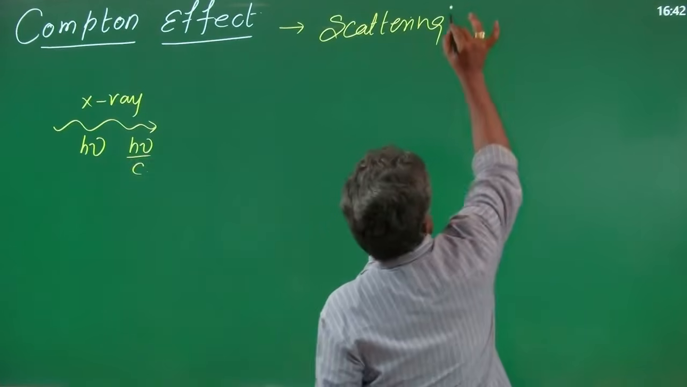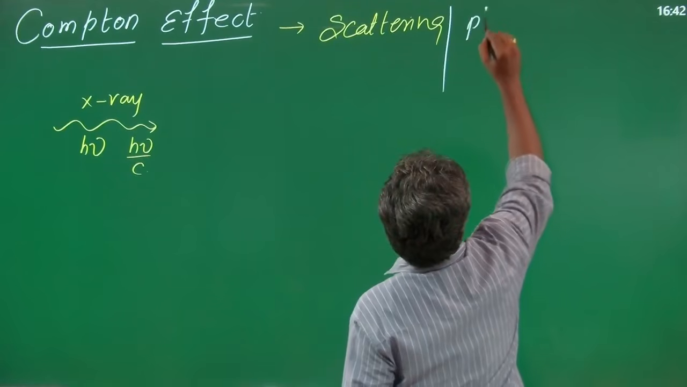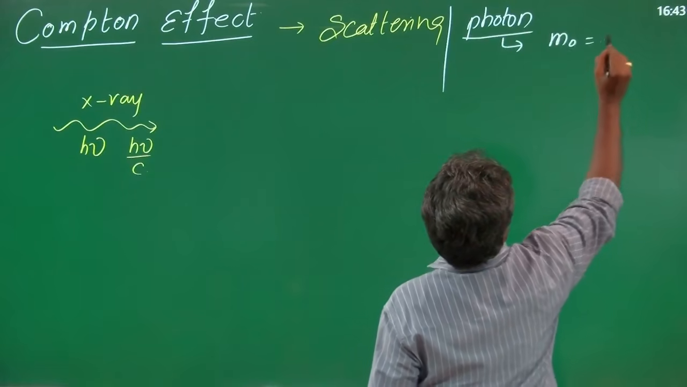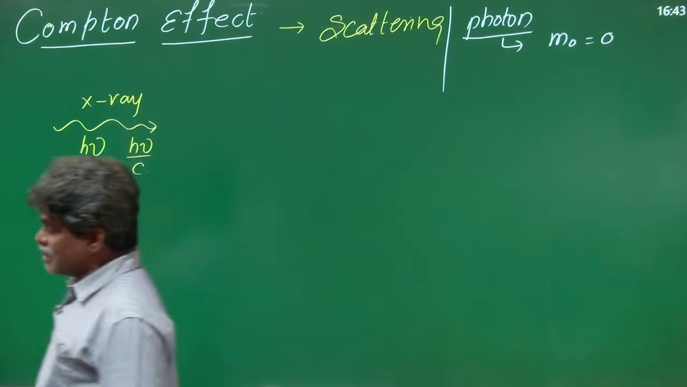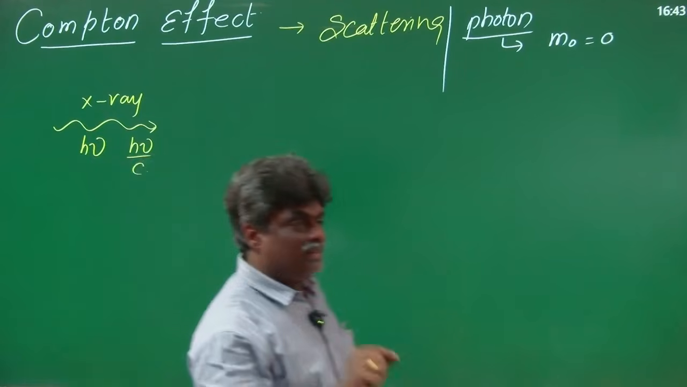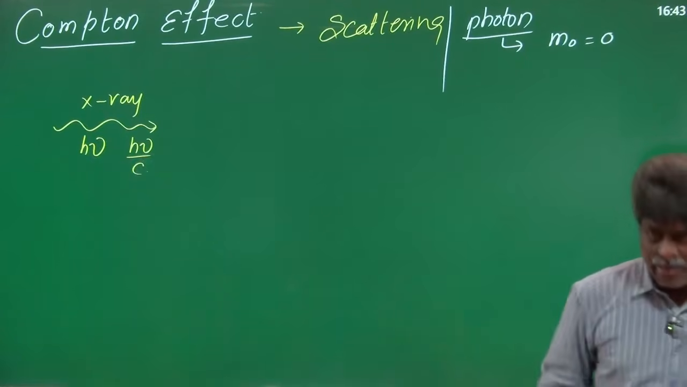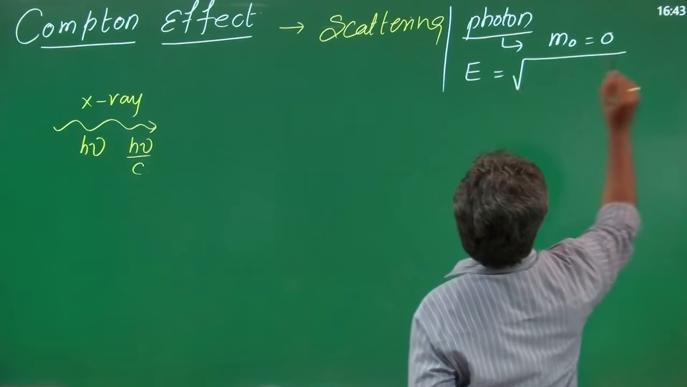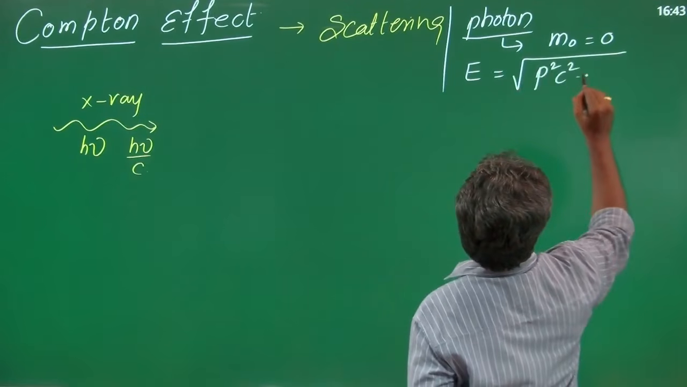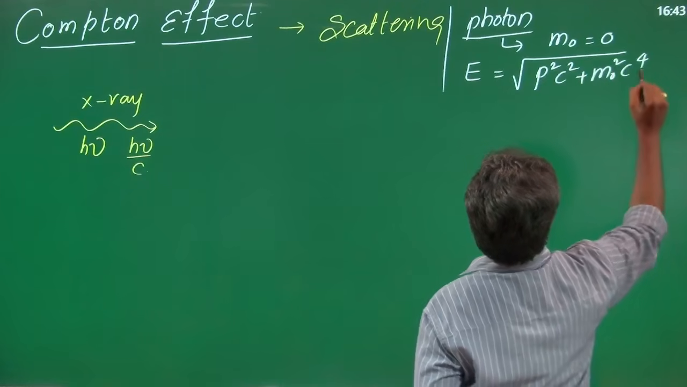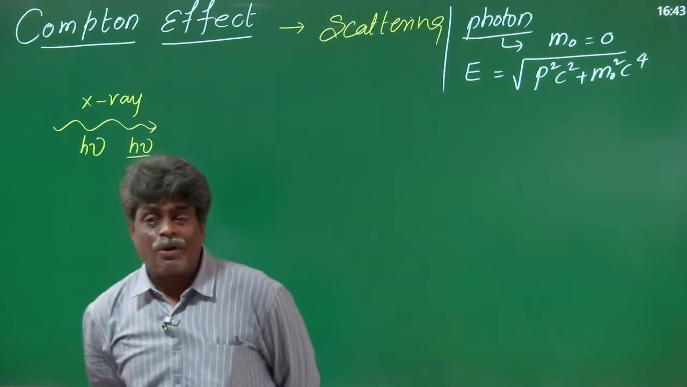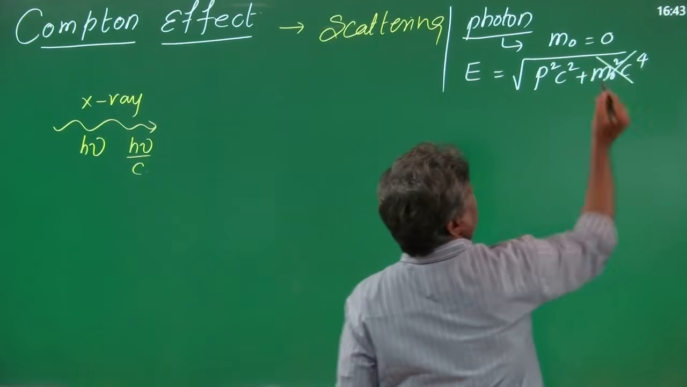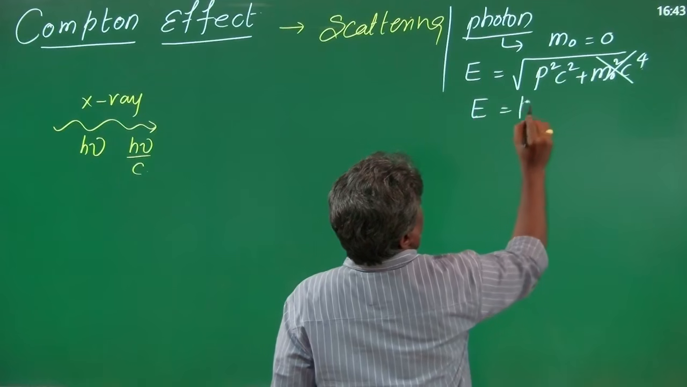Listen. If anybody doesn't know about this, listen. If you take a photon, the photon rest mass is 0. Is a photon relativistic or non-relativistic? Relativistic. So that's why for a relativistic particle, energy E equal to under root P square C square plus M naught square C power 4. Now you are talking about a photon. Photon rest mass M naught is 0. Then energy E equal to how much?